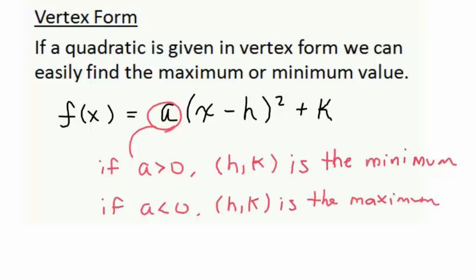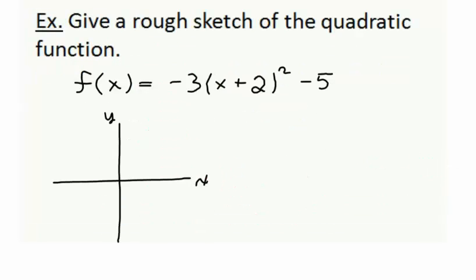So let's take a look at an example of how we can use this information in vertex form to give a rough sketch of what a parabola might look like on the xy plane. Given the following quadratic function, negative 3 times (x plus 2) squared minus 5, let's try to give a rough sketch of what this one looks like. Now remember, where we want to start is at the value of a, since this is in vertex form. Our value of a is less than 0. That means our parabola is going to be opening down.